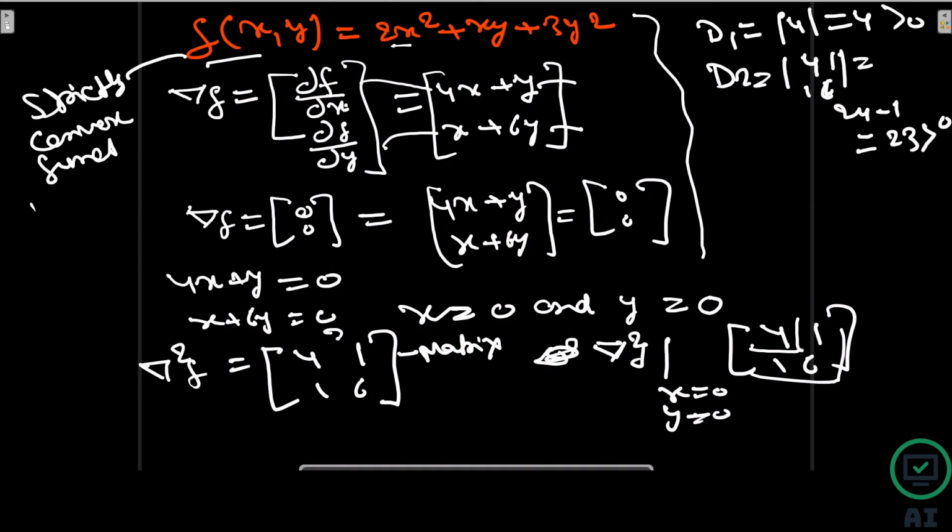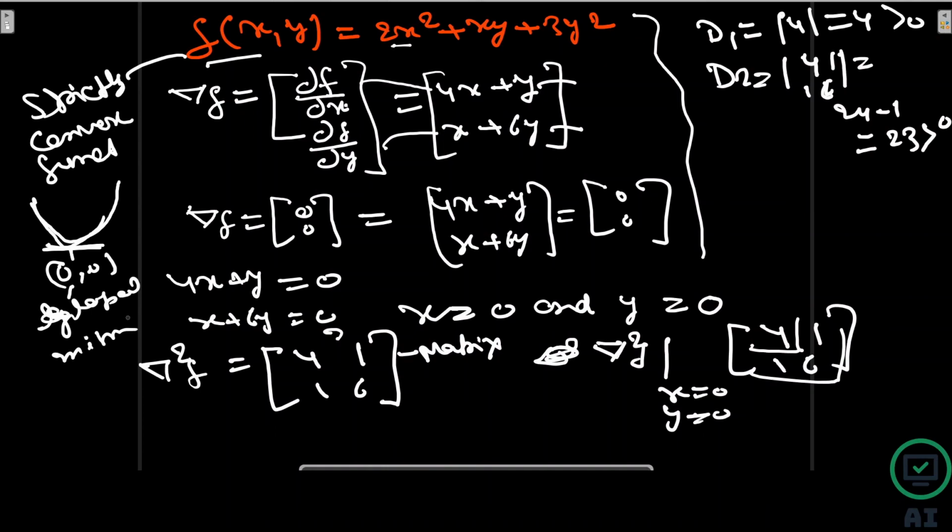It will take a bowl shape here, and at this stationary point, which is nothing but 0, 0, it will achieve global minima. Similarly, by using this method, you can identify local minima, local maxima, anything. You just have to prove whether that function is convex, strictly convex, concave, or strictly concave.